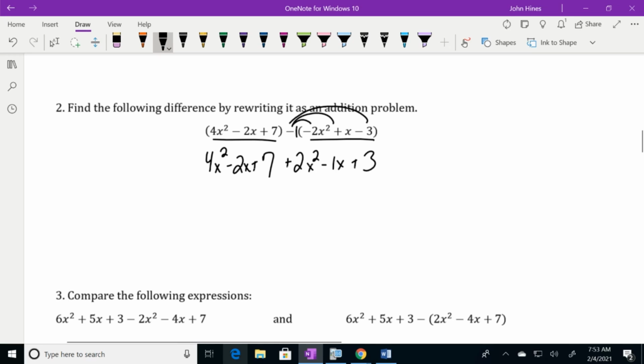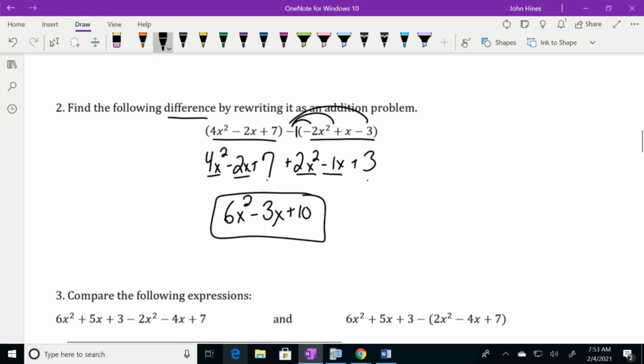So just like that last one where there were no parentheses, once I end up distributing, I don't need those parentheses anymore, and I can combine like terms. So when we deal with subtraction or a difference, we distribute a factor of -1 through and combine like terms from there. 6x squared, -3x, and 10. That represents the sum. Well, it represents the difference, which we turned into a sum.